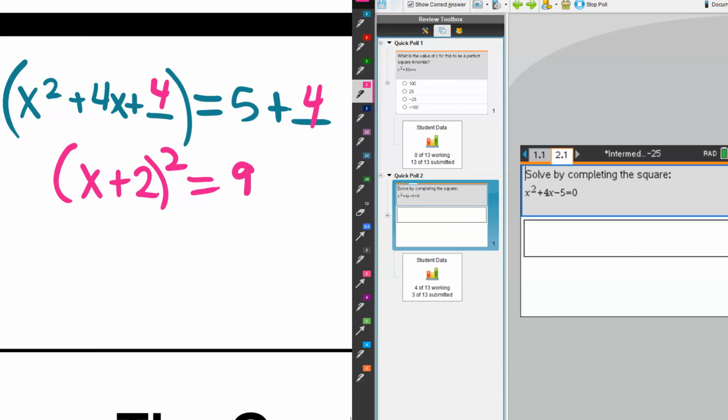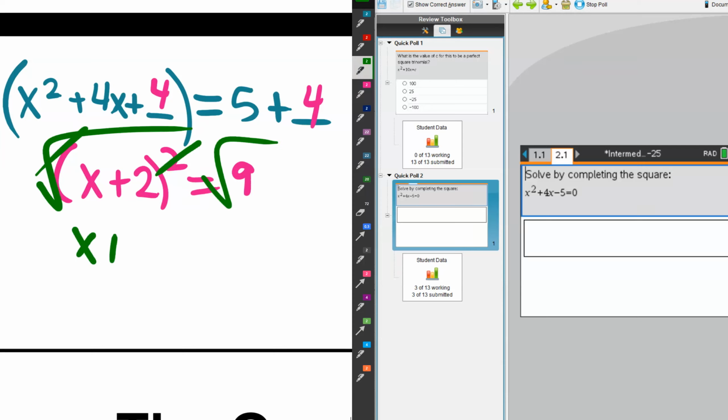I need to get x by itself. Now I can square root both sides. So the square and the square root cancel out, and I have x plus 2 is equal to plus or minus 3.